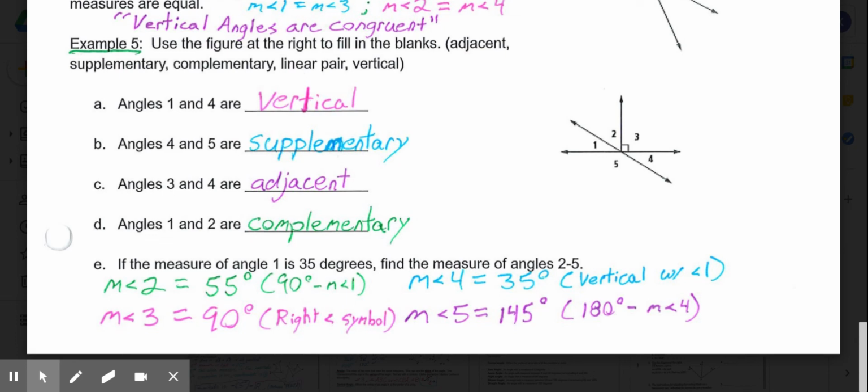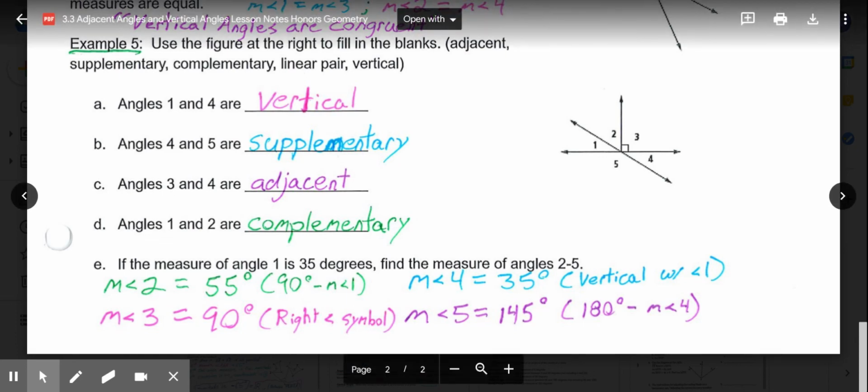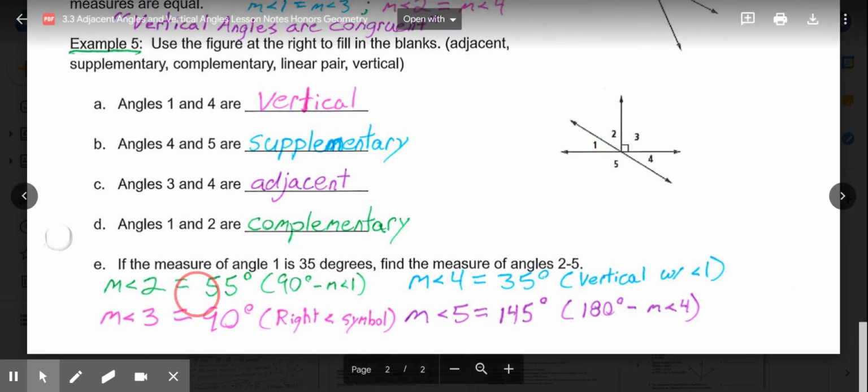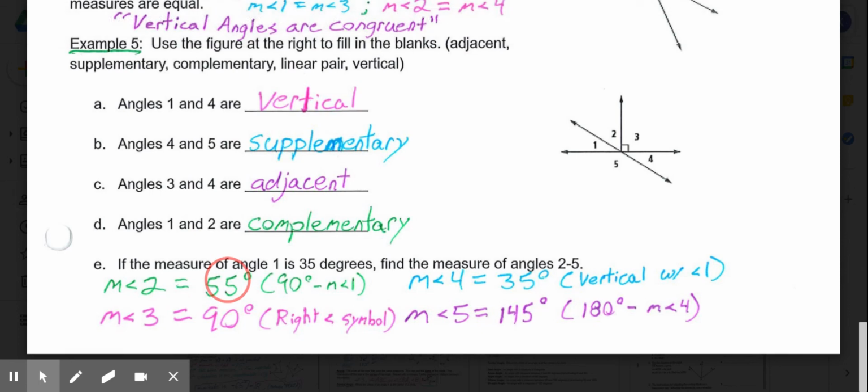And then our last piece for today, part E, says if the measure of angle 1 in this image is 35 degrees, find the rest of the angle measures. If I know angle 1 and 2 are complementary, that means they added together equal 90. So 90 minus angle 1, which is 35, gives me angle 2 of 55 degrees. Then angle 3 is real easy. They gave us the right angle symbol, so angle 3 is 90 degrees.